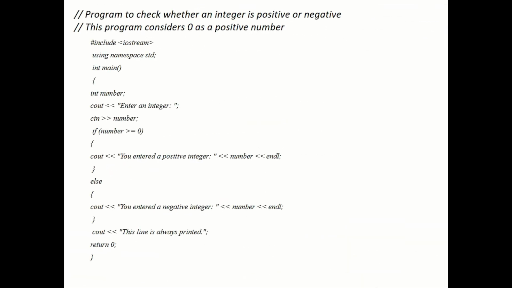This is also another example. A number is integer or no. A number is positive integer or not. It may be a negative integer or a positive integer, unless this line is always printed.